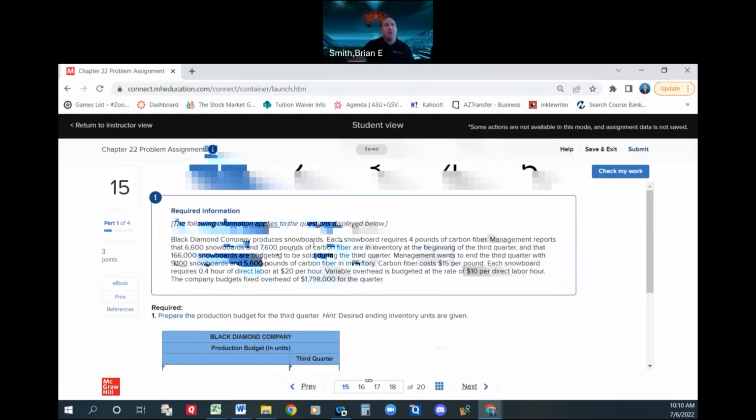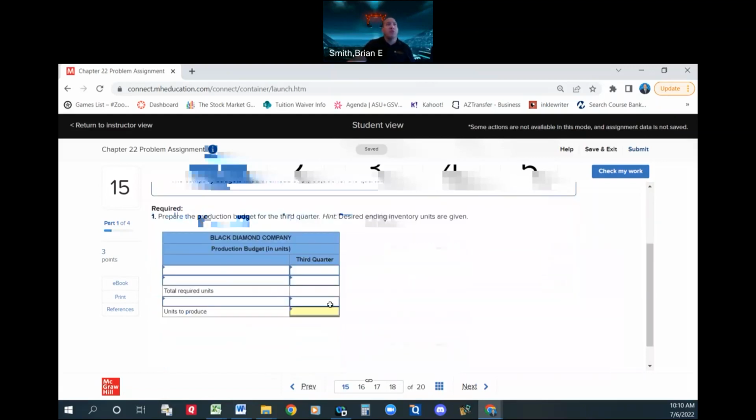Black Diamond Company produces snowboards. All right, this is better than those hockey sticks from the lecture. Each snowboard requires 4 pounds of carbon fiber, but are we looking for that? No, we're looking for total number of units. So we're going to take budgeted sales in units, add our desired ending inventory in units, and then subtract out our beginning inventory in units. That's how we're going to do this, the production budget in units.